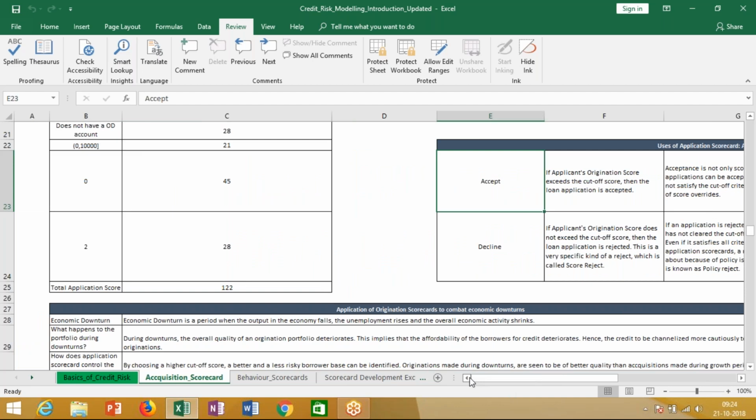Now the next question. Before I move on to the next part, the extended uses of application scorecards, I would like to take up questions if there are any.